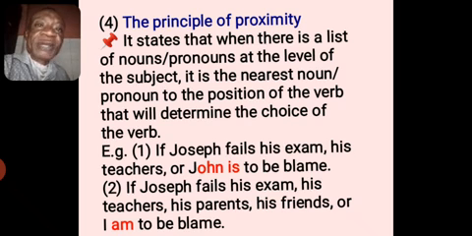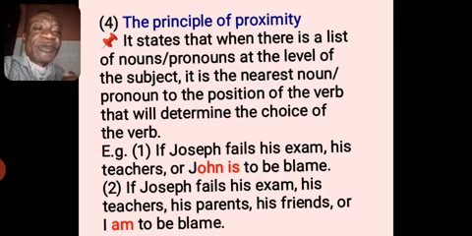Number 2, the second example. If Joseph fails his exam, his teachers, now you know teachers is plural here, his parents, plural, his friends, plural, or I, singular here. So the verb has to be am. So let's go again. If Joseph fails his exam, his teachers, his parents, his friends, or I am to be blamed.